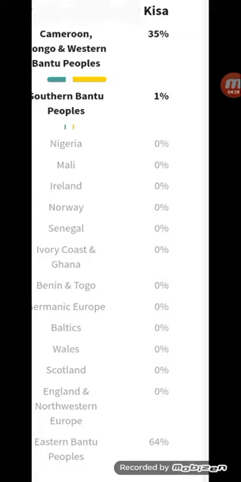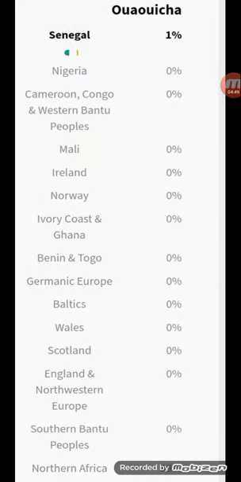This one, 35% Cameroon, 1% Southern Bantu, and 64% Eastern Bantu. This is a very unique cousin match because of the large Eastern Bantu DNA. So I'm assuming possibly Southern Africa or East Africa, somewhere in there. This is a very unique match right here because they have 1% Senegal, and you'll notice 99% North Africa. They're Berber. I actually was able to find out this cousin match is from Morocco.